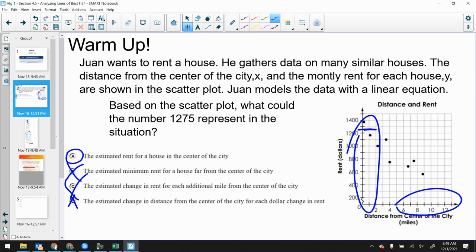Questions about that? Jim. Since there's no dots for like 10 and 12, does that mean they just don't have to pay rent? No, that just means they didn't have data out there. So is it like less than 200? We don't know. Based on this trend, we can assume that it might keep going down.